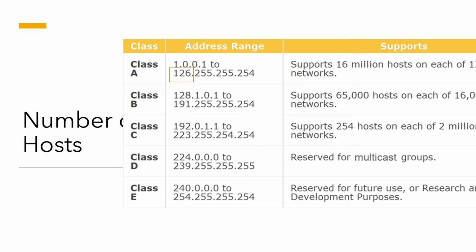A Class A license can have over 16 million hosts to one network. A Class B can have over 65,000 hosts on a network. And a Class C can only have 254 hosts on a local area network. The more numbers you use for the network address, the fewer hosts you will have for the network.